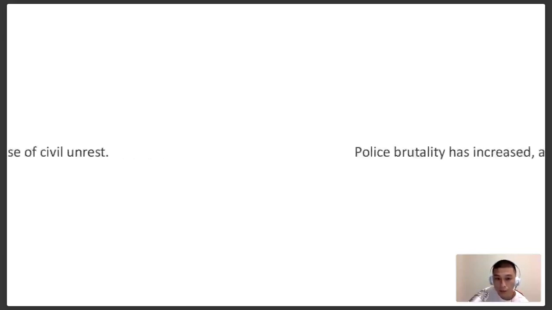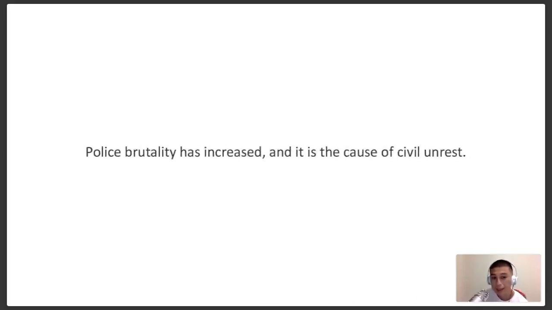But what about this sentence? "Police brutality has increased, and it is the cause of civil unrest." What is "it"? Police brutality. So if it's referenced within the same sentence, that's establishing the topic, so it should be able to go first. Those are some of the things you want to look for when you do the reorder paragraphs. Time is a key indicator, but it's not going to be in every paragraph.